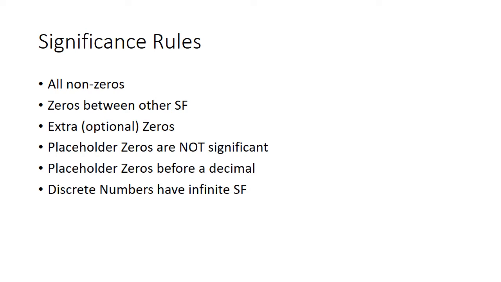Now, the first one is easy. All non-zeros are going to be significant. Let's give you an example. Here's a number, 234. How many significant figures are in this number? There are 3. There's a 1, a 2, and a 3 significant values in that number. Beautiful.